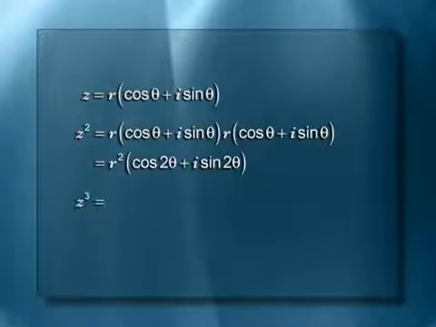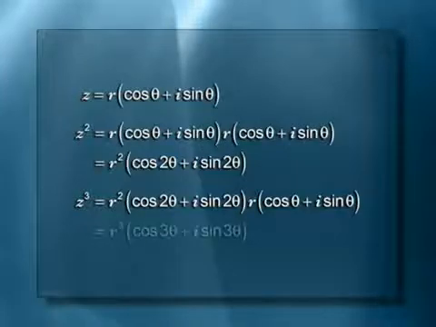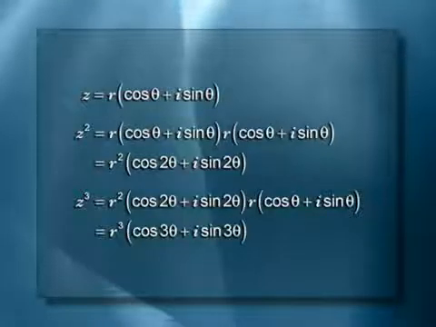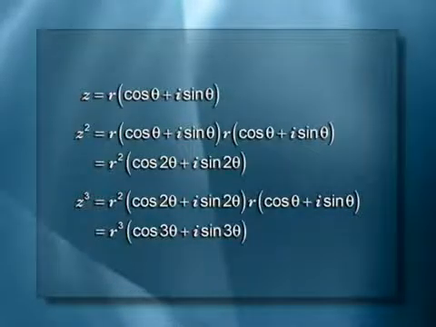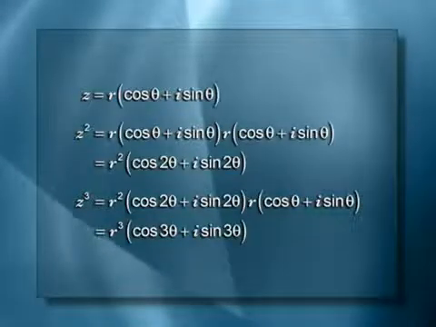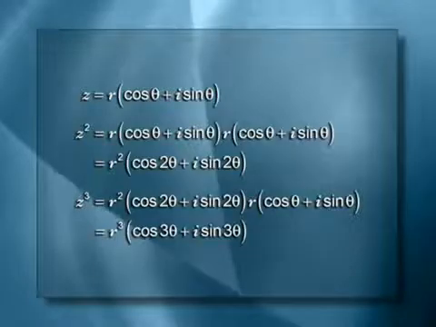Okay, what would z cubed be? Well, you'd multiply that answer by another r times the quantity cosine theta plus i sine theta. So now it becomes r cubed. And what about the angles? You add 2 theta plus theta, 3 theta. Do you see a pattern? Z cubed is r cubed times the quantity cosine 3 theta plus i sine 3 theta.